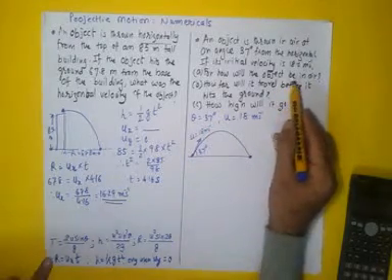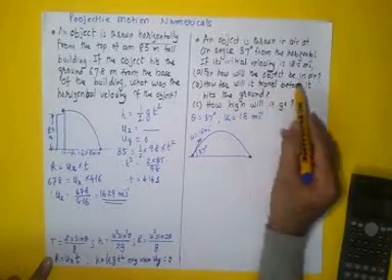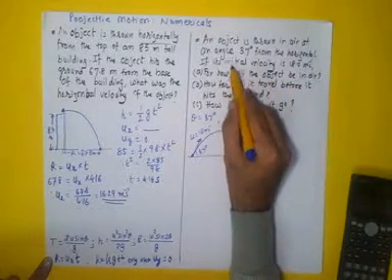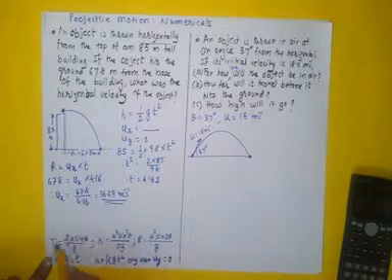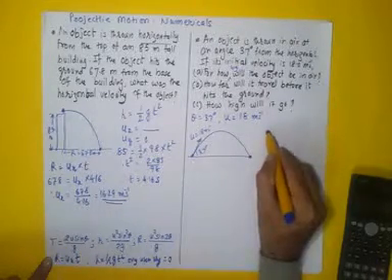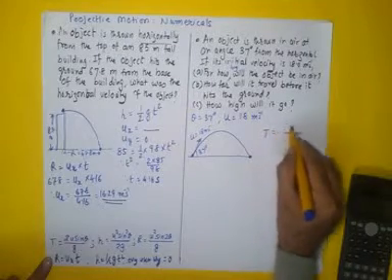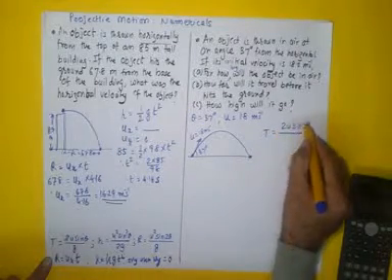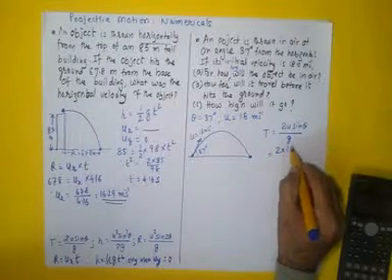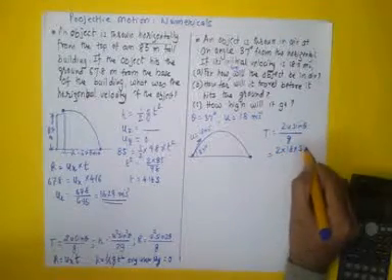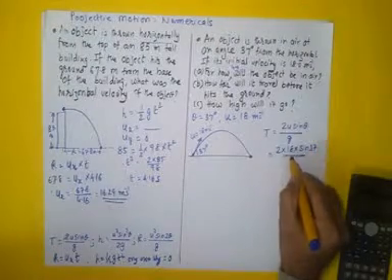For how long will the object be in air? Actually, this should be how long. So we will have to find out time t, and we know time t is 2u sine theta by g. So t is equal to 2u sine theta by g, that should be 2 into 18 into sine 37 by 9.8.